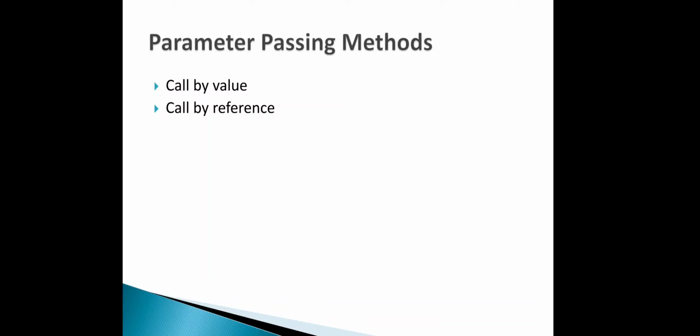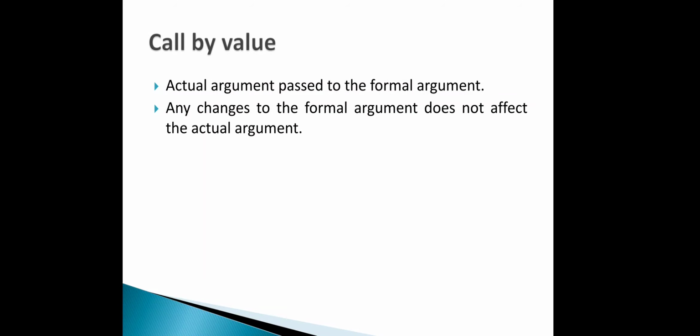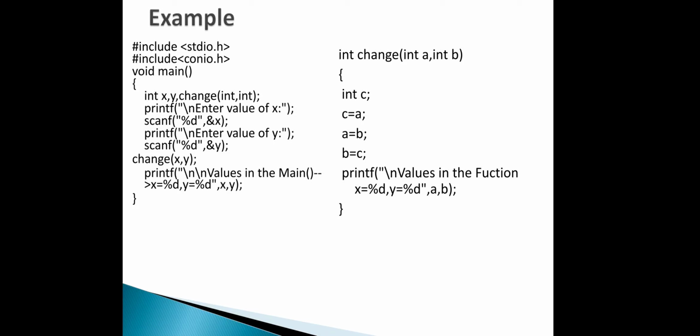And next is parameter passing methods. There are two methods used to pass parameters to functions: call by value and call by reference. First is call by value. Here actual arguments are passed to the formal arguments. If there are any changes to the formal arguments, it does not affect the actual arguments. So see this example.